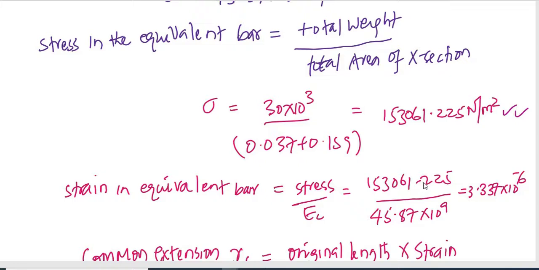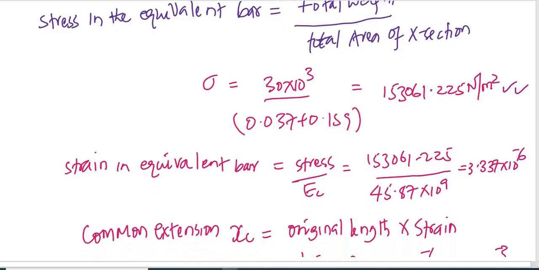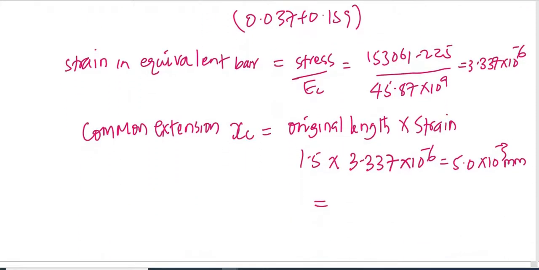Now put in the information for stress. We have also the combined modulus of elasticity, and it would give us 3.337 times 10 to the power negative 6, and it has no units because it is the ratio between quantities of the same units. This will be that.